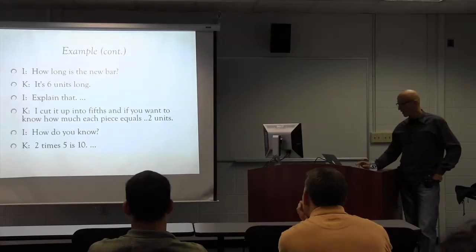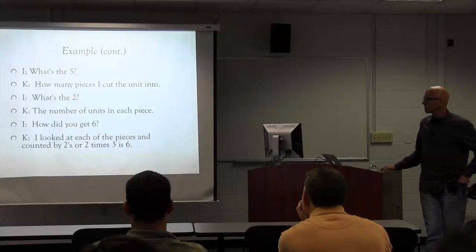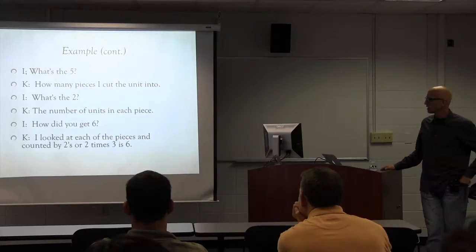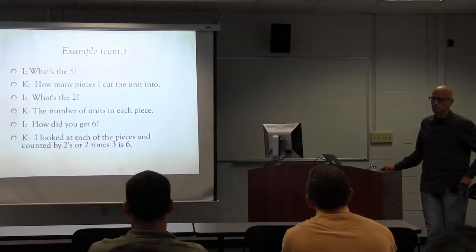2 times 5 is 10. What's the 5? How many pieces I cut the unit into. What's the 2? The number of units in each piece. How do you get 6? I looked at each of the pieces and counted by 2s, or 2 times 3 is 6.